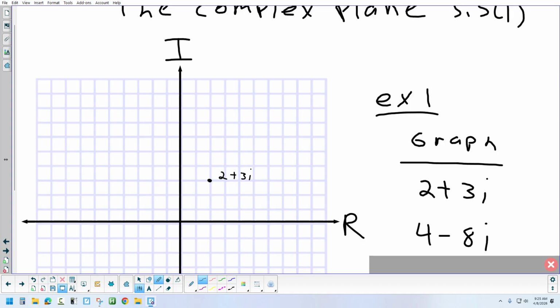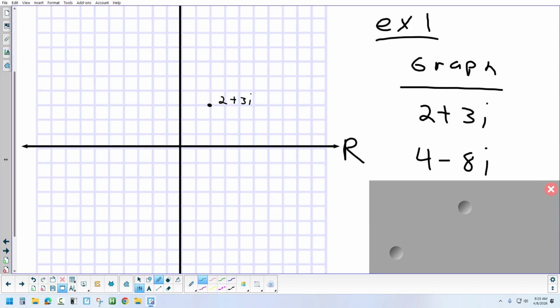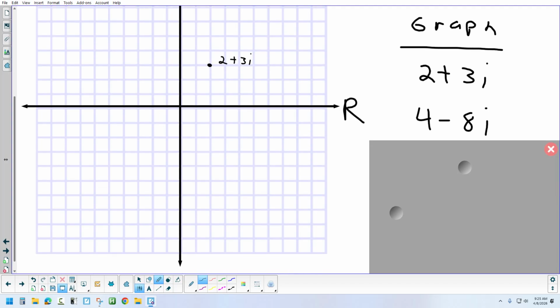To graph 4 minus 8i, we would start at the origin and do what? 4 right, down. So go 4 units in the positive real direction, and then go 8 units in the negative imaginary direction. So that's 8 down. So we've got 4, 8, I think is right there. So it's 4 minus 8i.